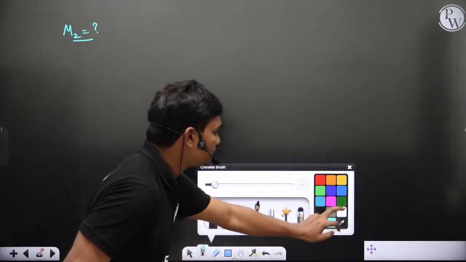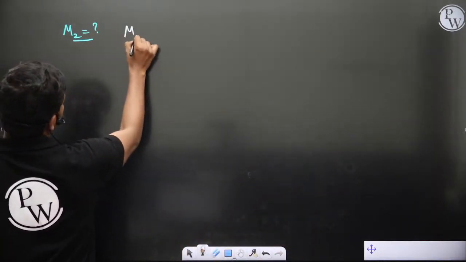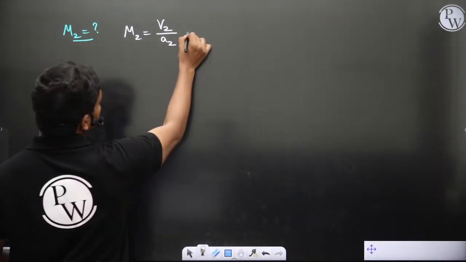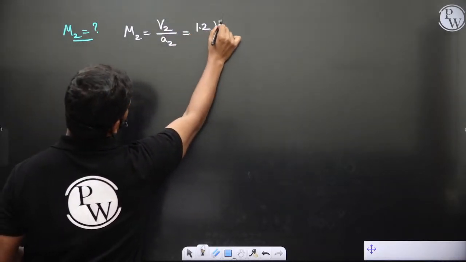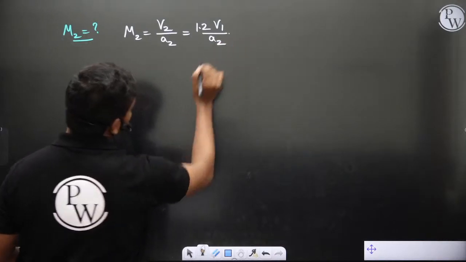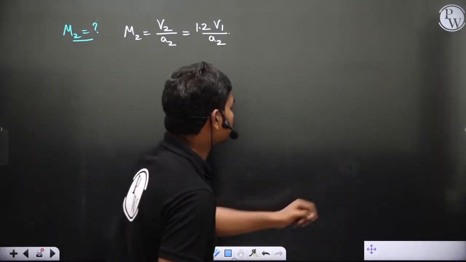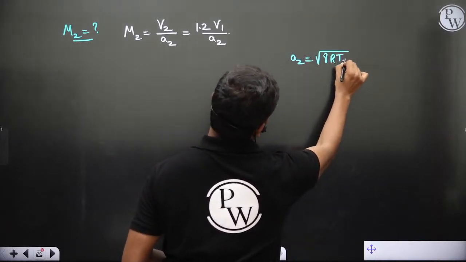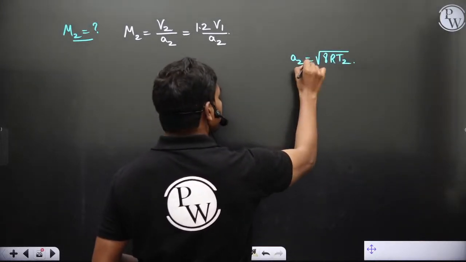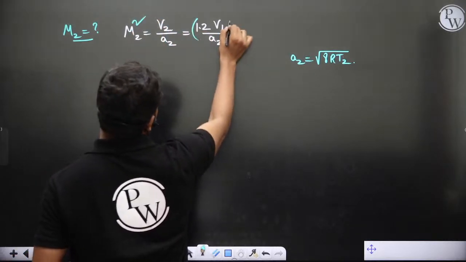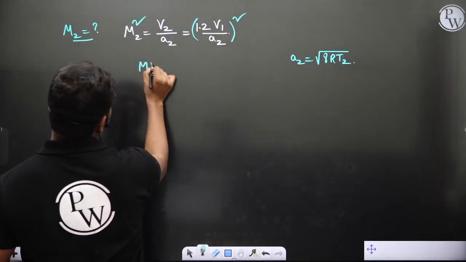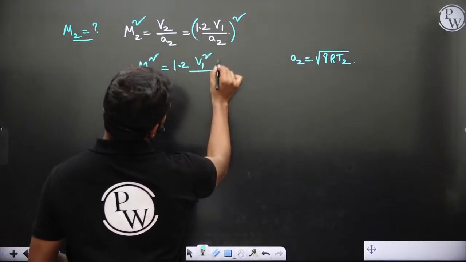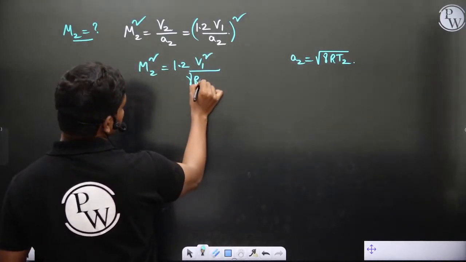We have M2 equal to V2 divided by the acoustic velocity at 2. And this V2 is 1.2 times V1, divided by A2, the acoustic velocity. A2 is nothing but the square root of gamma r T2. If you square both sides, M2 square is equal to 1.2 times V1 square by A2 square, which means gamma r times T2.